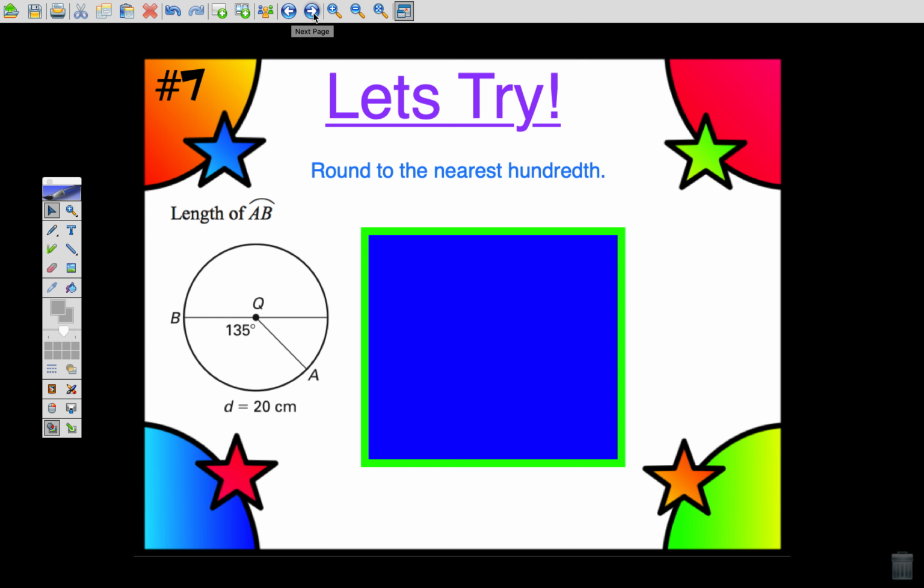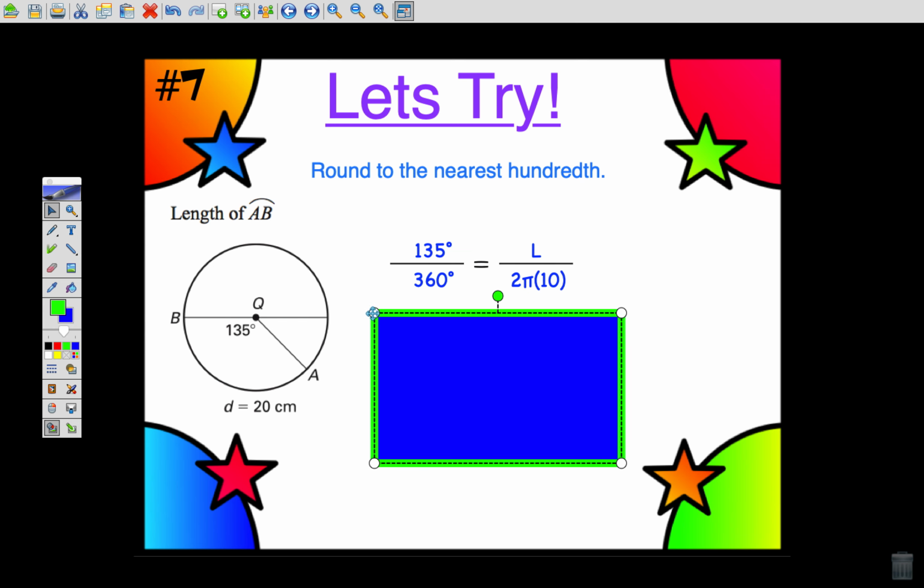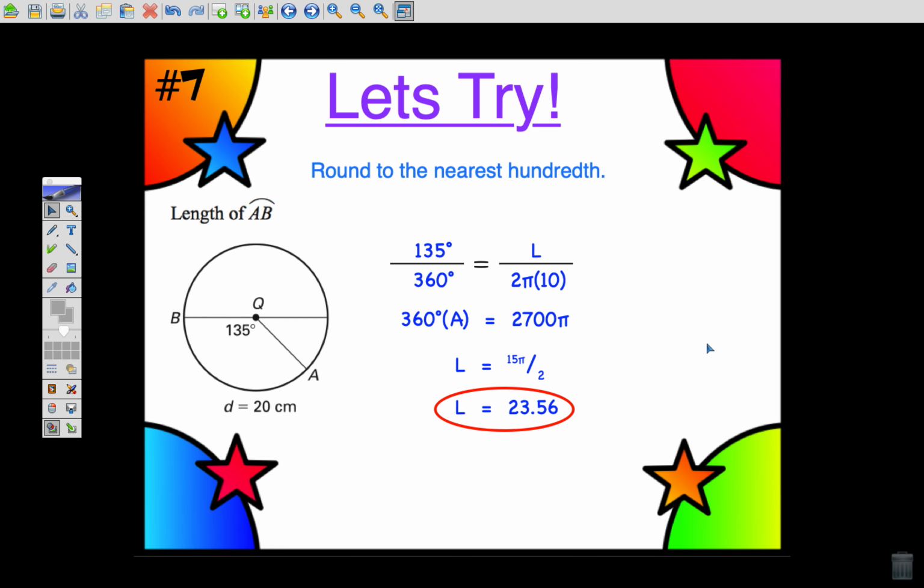These next few examples, I've kind of changed a slight thing or two about it. You just have to read it carefully and make sure you know what it's asking about. So the length of segment AB, remember, only 2 letters, is the shortest path. This is what we want. And so we'll put 135 over 360. Now I'm back to arc length and the formula for circumference. Don't get those mixed up. 23.56.